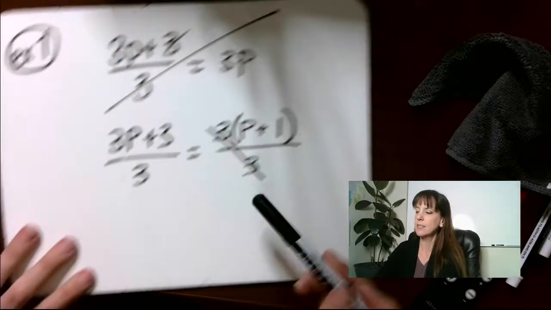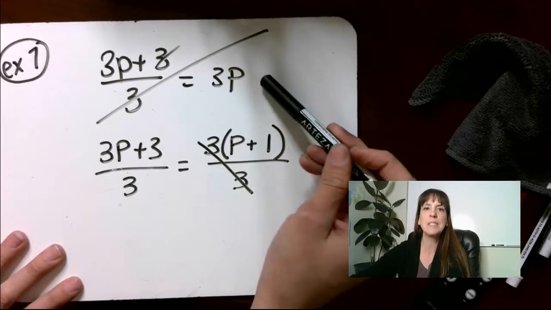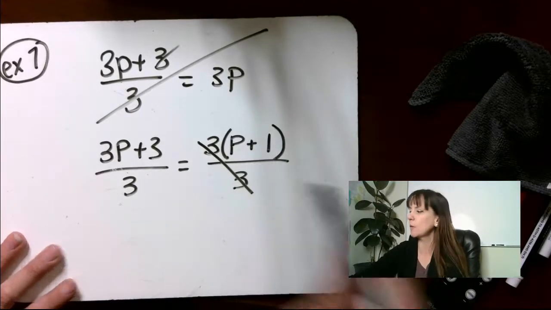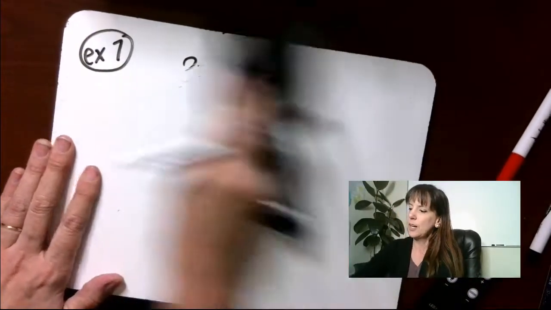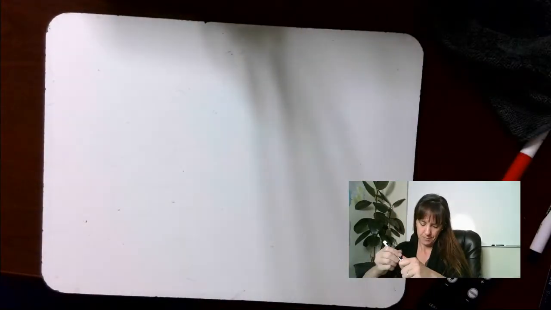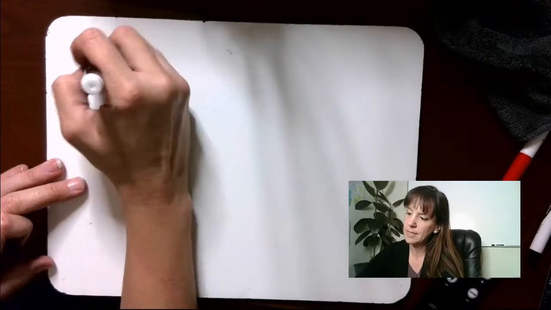Do you notice the big difference here? Up here, when we did it incorrectly, we got 3p. This is what the correct answer should look like. Okay? Let's try example 8.